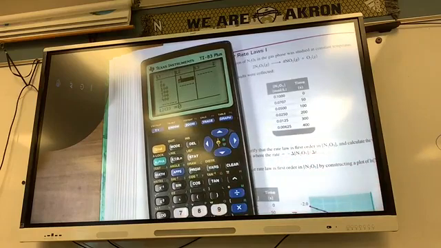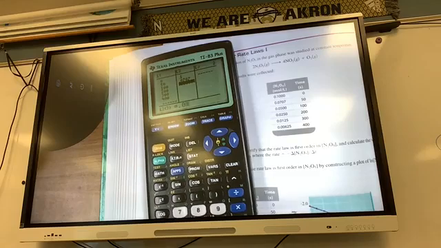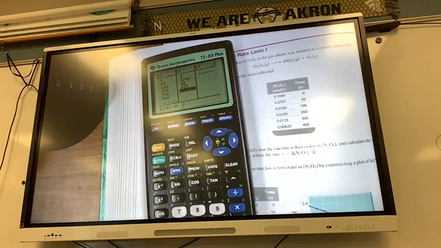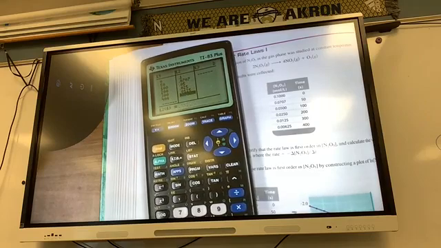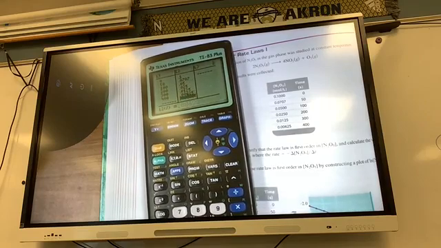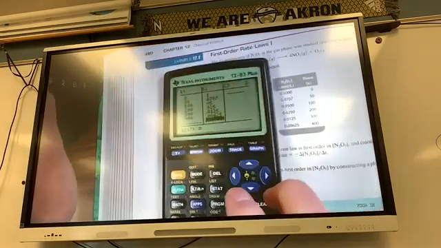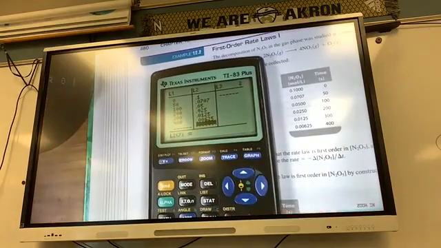Point 1, 0.0707, 0.05, 0.025, 0.0125, 0.00625. Does that data look good? Yes. That looks the same as what the book has, right?